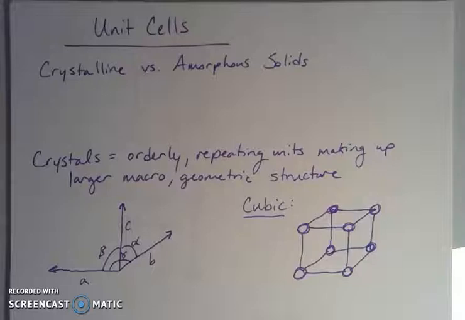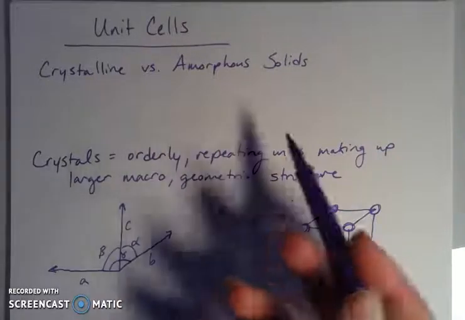All right, today let's talk about unit cells. A unit cell is a tiny repeating unit that makes up a larger solid structure. And when we're talking about solids, we're talking about this phase of matter with a definite shape and definite volume, so it's fixed, it always takes up the same amount of space. And there's two different categories of solids, crystalline and amorphous.